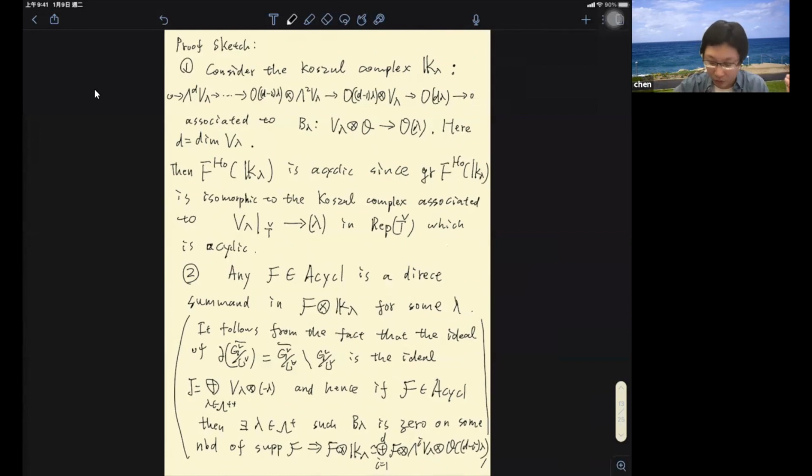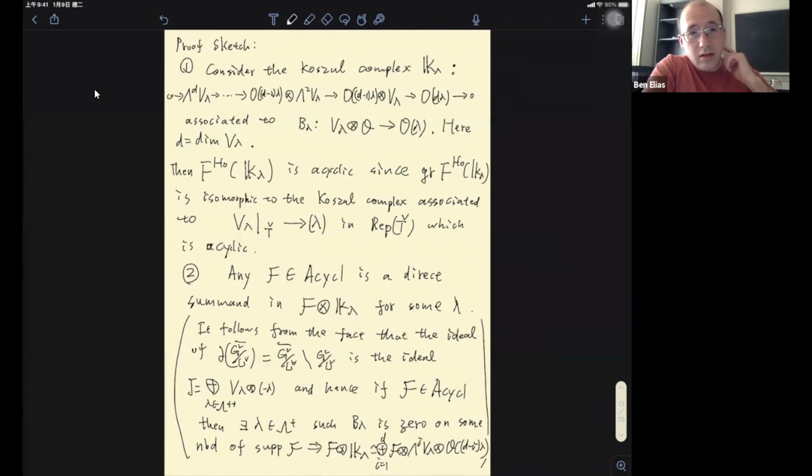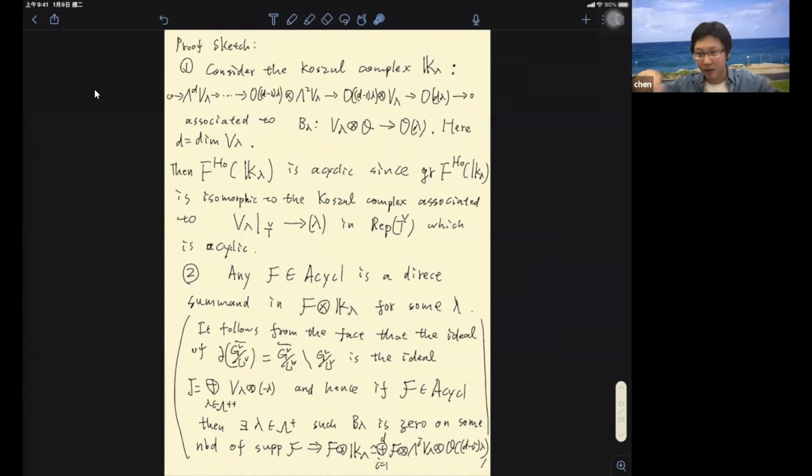Actually, you can look at the cokernel of this B lambda. The point is that the cokernel detects the boundary. Yes, that's the whole point. So if you have something whose cohomology is supported on the boundary, then you tensor with this Koszul complex, and this differential will be 0. So this is some trick that you use to detect the boundary.